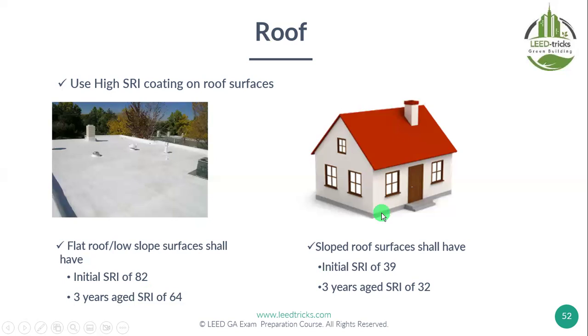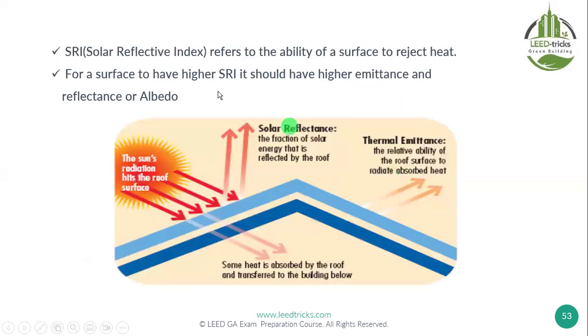You know, everything is wearing out. When you buy a new t-shirt, after you wear it a couple of years, it will reduce the quality and so on. So it shouldn't be less than 32 after 3 years. Otherwise, this material is not good. Remember this. What again does SRI mean?